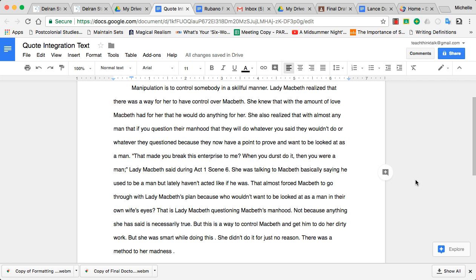Today we're going to talk about quote integration. Quote integration is a method of building your sentences around the quoted evidence that you are using in your paper. The paper sample that we're looking at is on the topic of Macbeth, but you can use this technique for any topic in any subject area.